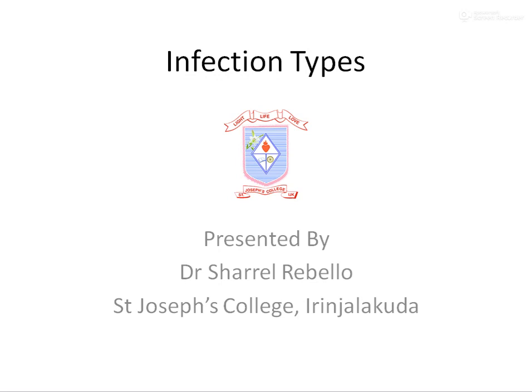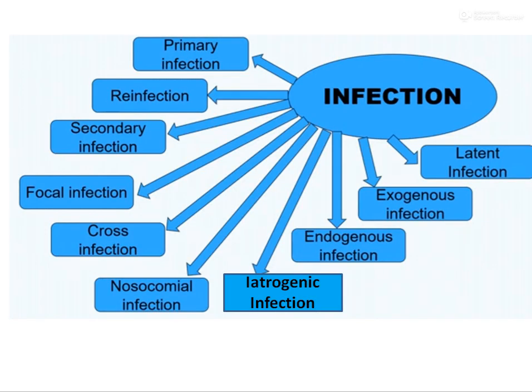Today we are going to talk about a new topic in medical microbiology, the types of infections. In your daily life, you come across different types of infections, and all of them can be categorized into different classes. They can be considered primary infections, secondary infections, reinfections, focal infections, cross infections, nosocomial infections, iatrogenic infections, endogenous infections, exogenous infections, and sometimes latent infections.